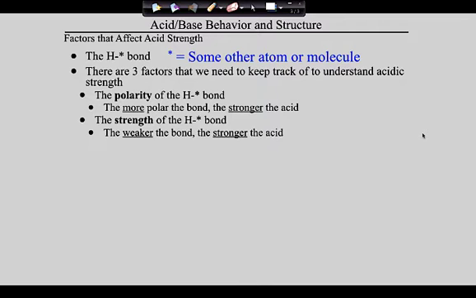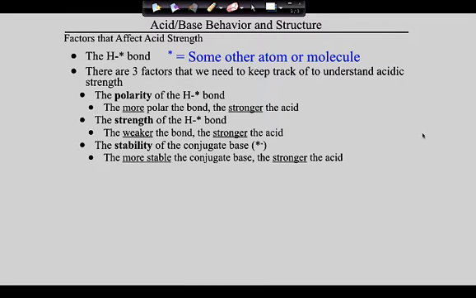And then the last thing that we need to keep track of is the stability of the conjugate base. When that bond breaks, the hydrogen goes away and whatever's left behind is the conjugate base. The strength of an acid can also be impacted by the stability of what's left over. If the thing that's left over is really stable, it's going to be a stronger acid because it's not going to want to jump back with the hydrogen. So the more stable the conjugate base, the stronger the acid.